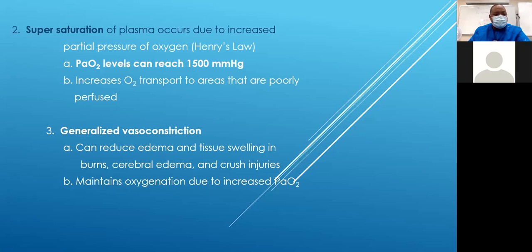Supersaturation of the blood increases O2 transport to areas that are what? Poorly perfused. Okay? So that's that dying leg down there, or that toe that's about to fall off because it's dying, right? If we want to save it, we can supersaturate you in hopes that we can save that limb, okay? Another thing it does is generalize vasoconstriction, okay? So what that does is that treats edema and swelling, right? Because a lot of people have tissue swelling and edema in burns. When they get burned, the skin swells up, okay?